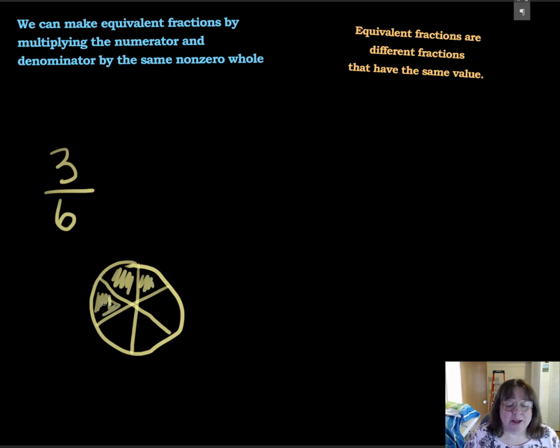You might recognize we can make another fraction with that. You ate half the cake. These are equivalent fractions. They're different fractions. This one doesn't use the same numbers. This one says 3/6. This one says 1/2, but they have the same value.